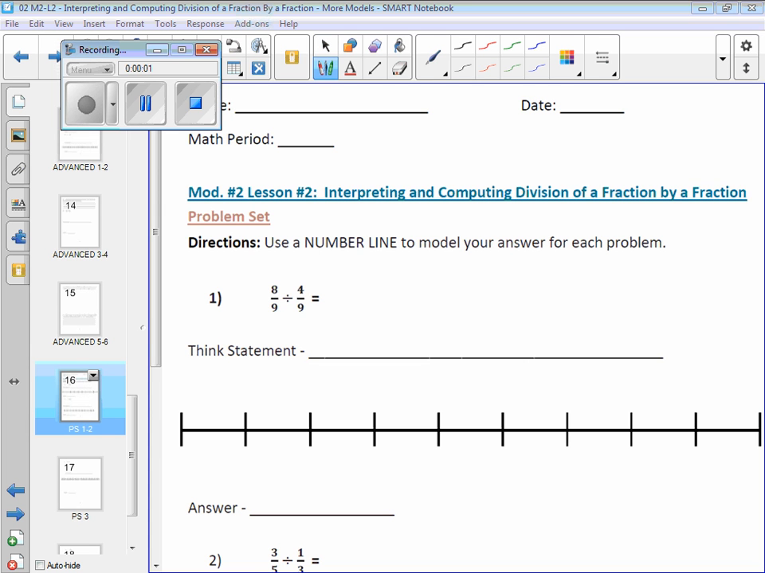When you see a think statement, all they're asking you to do is to rewrite the division as how many of what is in what. So for this particular example, how do you want to write your think statement? Ryan, go ahead. Very good. How many 4/9 are in 8/9?